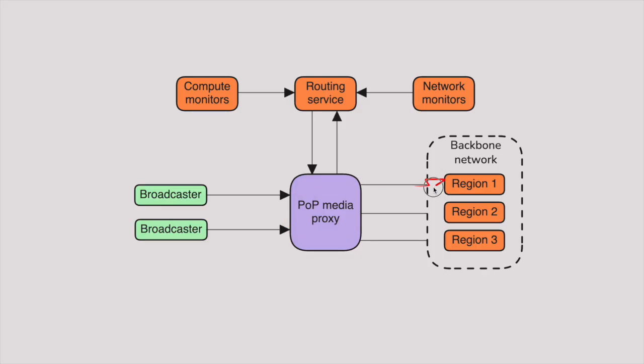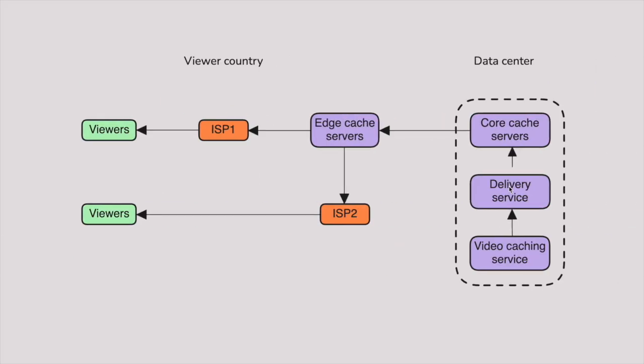Now let's talk a little bit about the data delivery. We spoke about multiple methods and how we can deliver video to a user. So let's look at it in more detail. As you can see on this diagram, this is a more detailed view of the regional delivery service that we spoke about in the beginning.